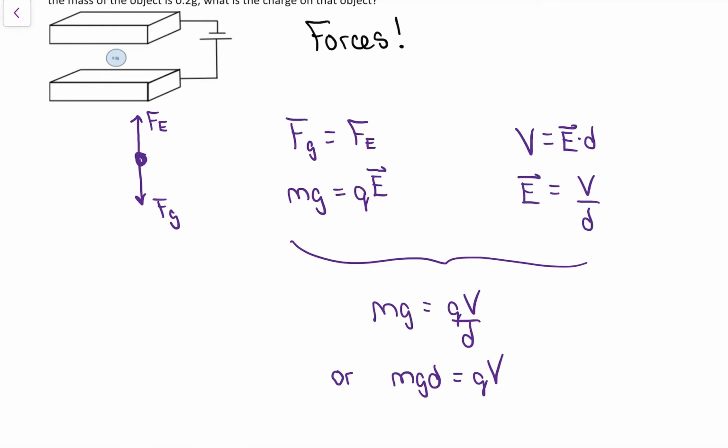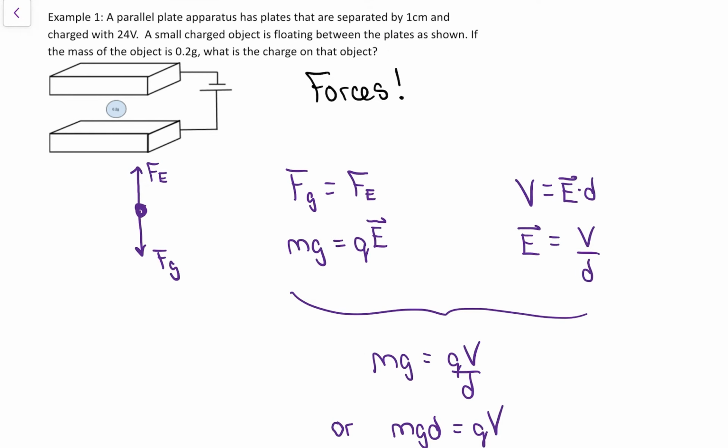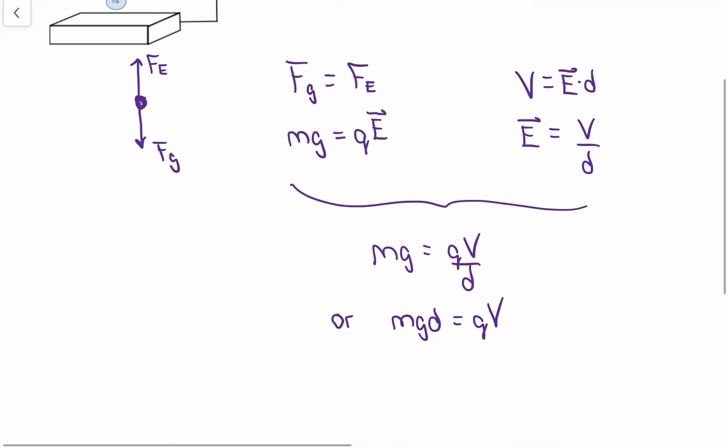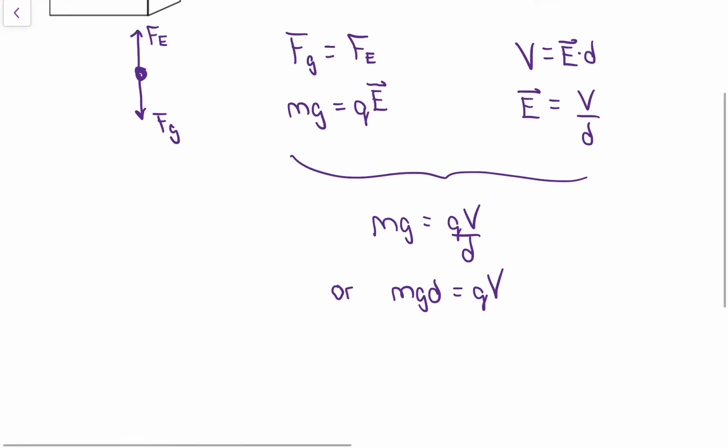I'll always rederive it when we need it, but now that we've got it, it's just a matter of plugging in our numbers. We know the D is 1 centimeter. The voltage was given as 24 and the mass was given as 0.2 grams. So plugging that into our equation, actually I'm going to flip-flop things around. Q equals mgd over volts.